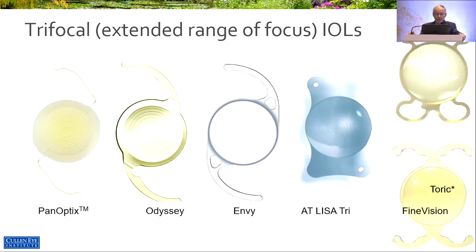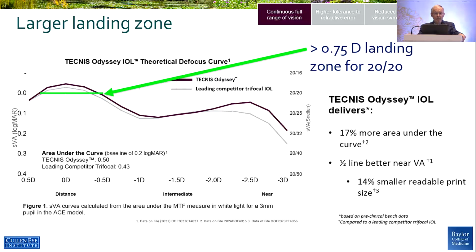And you can see that we have a lot of choices, and I think you have a lot more here in India as well. Here's an example of a lens that is designed to give you a larger landing zone. This is the J&J Odyssey, which has about a 0.75 diopter landing zone for 20/20, which means you have a little more range of vision that you can get for distance and still have a good quality of distance with that.